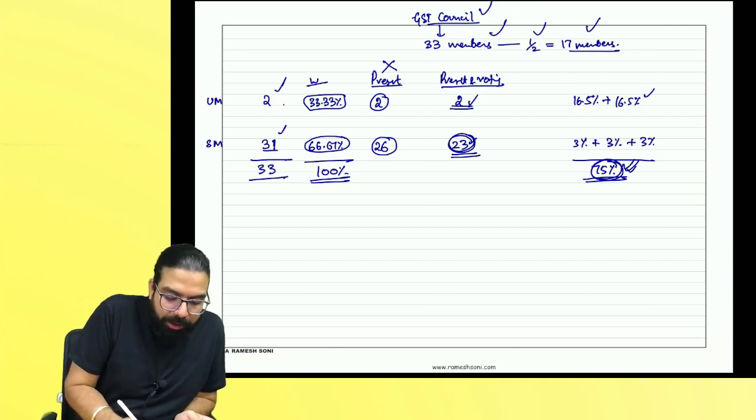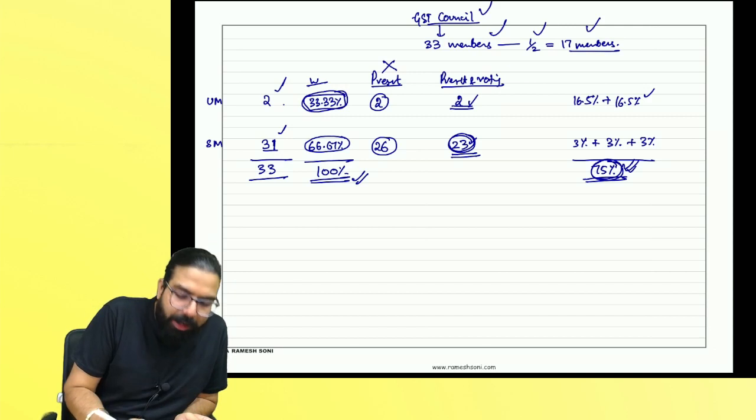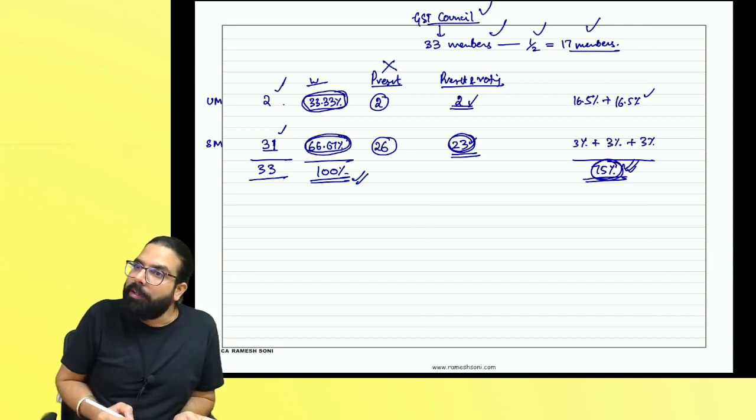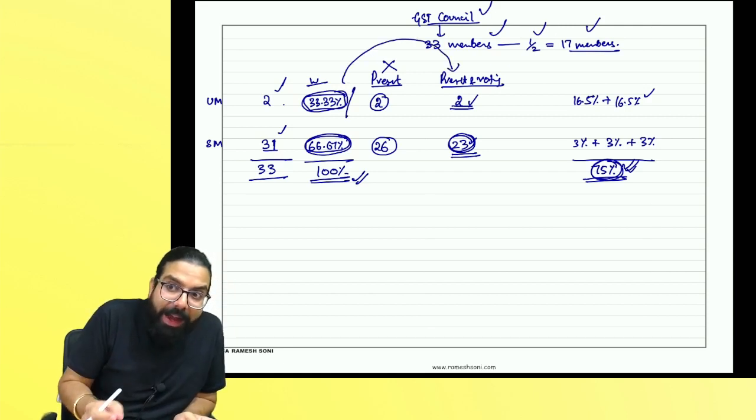31, total 33. Their votes' weight is how much? 100%. Now the union members' vote is 33.33%. The states' members' vote is 66.67%. It should always be divided by what? Number of members present, and not only present, present and voting.